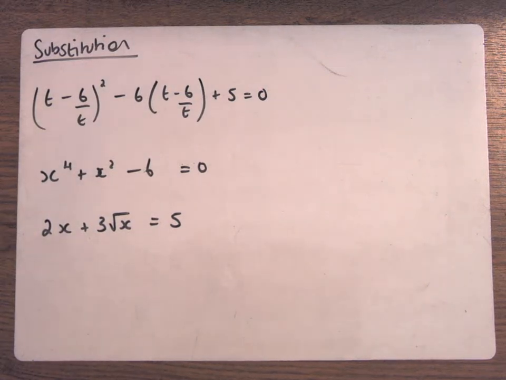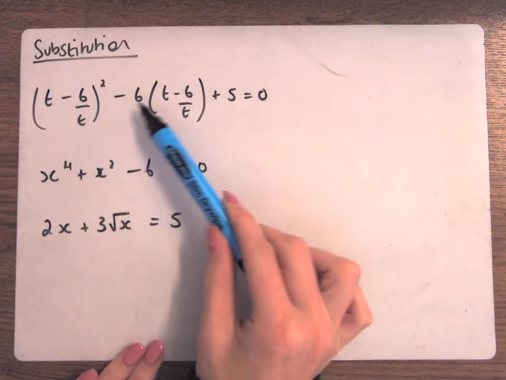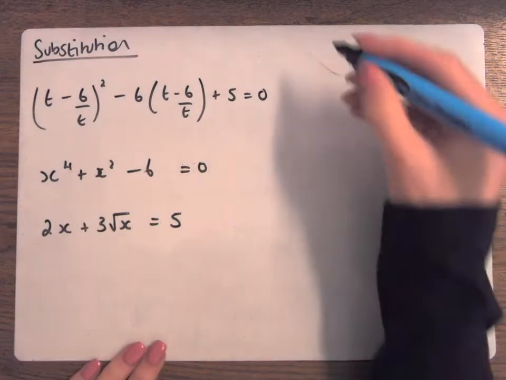Okay, so these are not immediately obvious that they are quadratics. Okay? If you have a look, you've got something to be squared minus 6 times something plus 5. What could you let? Let t minus 6 over t equals x.